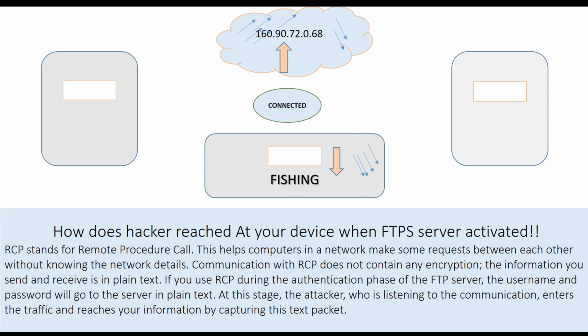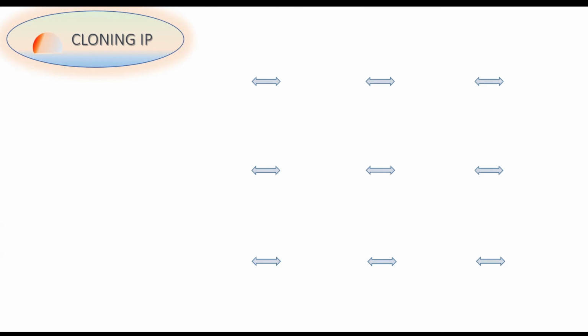If you use RPC during the authentication phase of the FTP server, the username and the password will go to the server in plain text. At this stage, an attacker who is listening to the communication enters the traffic and receives your information by capturing these text packets. Likewise, since the information transferring between the client and the server is unencrypted, the attacker can steal the packets the client is receiving and access the information without needing a username and password.